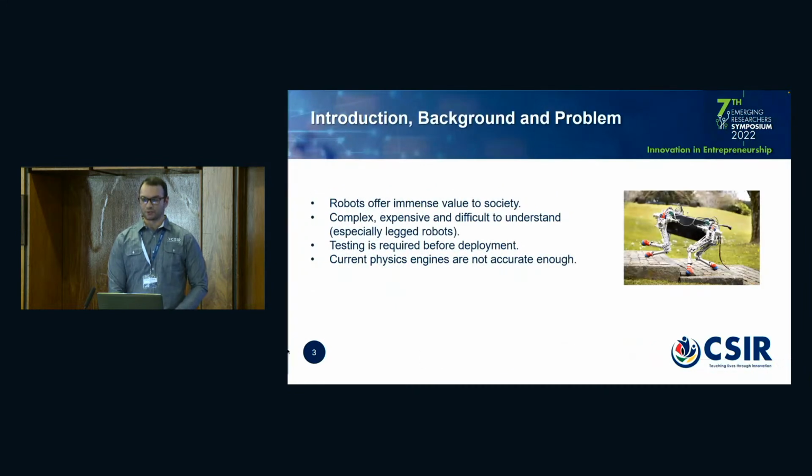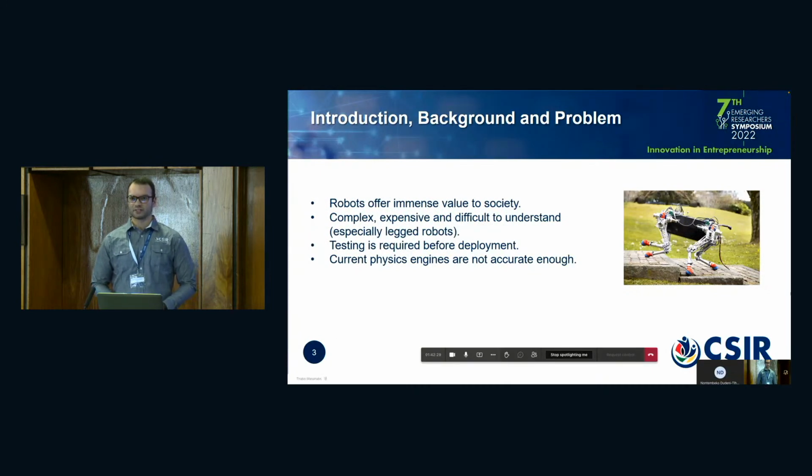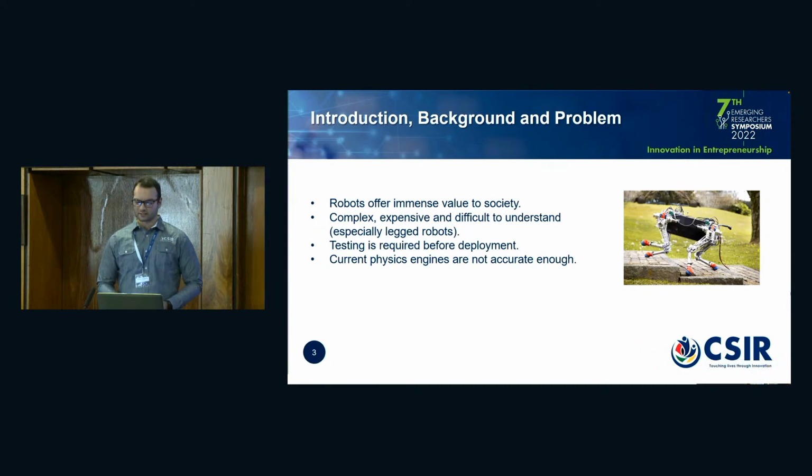Robots, robots, robots. Robots offer immense value to society. They are used in many industries, developing mankind significantly. Legged robots are the future of robots. These robots are made up of multiple limbs, as you can see in the slide. They are extremely versatile, but they also come with extreme complexity. We do not fully understand their movements just yet, especially the rapid movements. Robots are also very expensive, and we want to avoid all damages that we can to the robots. So it is critical to test the robots in a physics engine before deploying them.